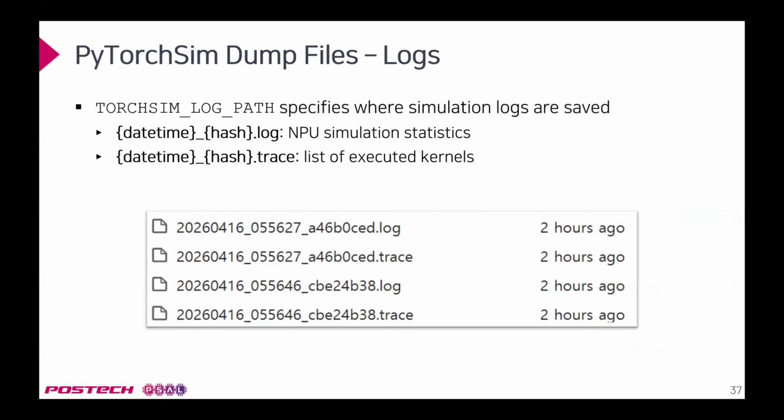When TorchSim log path is set, the simulation logs are saved to the TorchSim result directory with file names in the format datetime hash .log. You can see in the file explorer that both log and trace files are generated for each simulation run. The log file contains info level output, while the trace file contains the list of executed kernels.